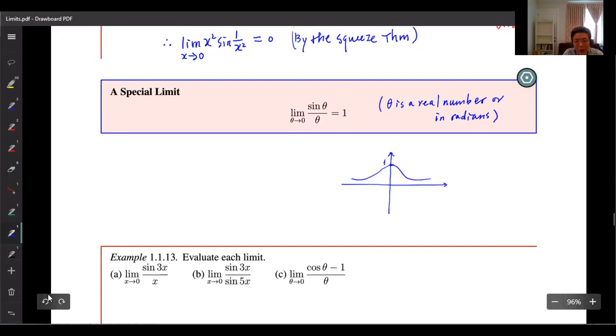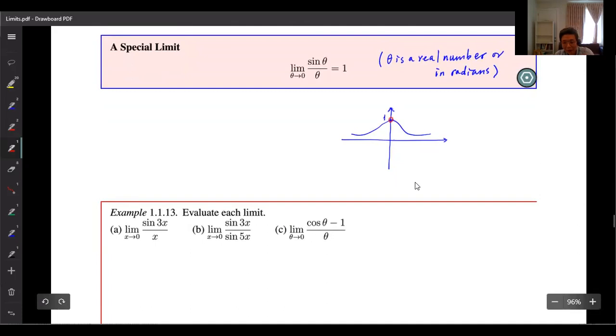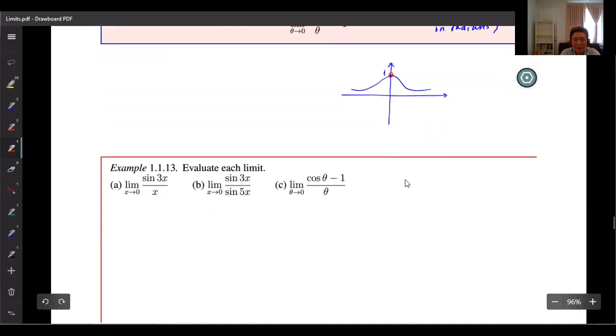Yeah, you can see, of course, there's a hole, right? And 0 is undefined, so there should be a hole. But if you use the graphing calculator, you will not see this hole because of resolution, right? You don't see that. Okay. Let's use this limit to do 1 or 2 examples.